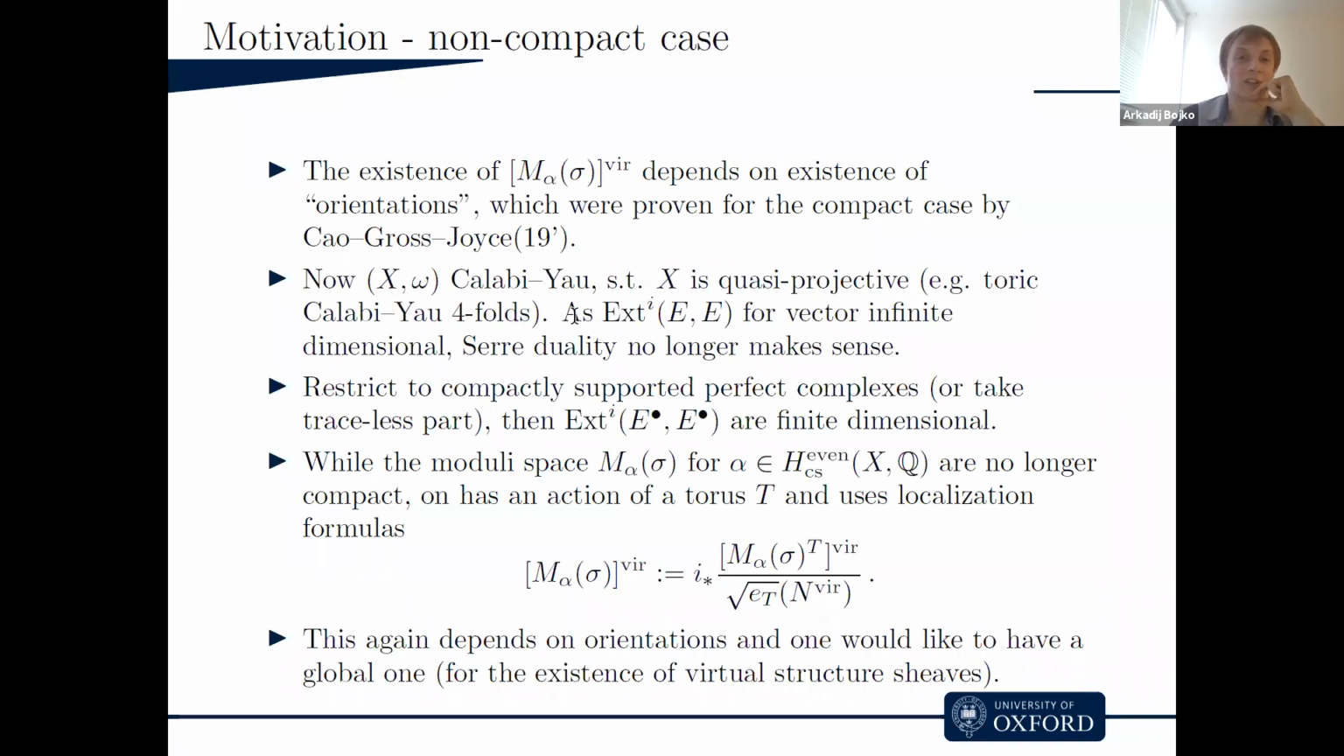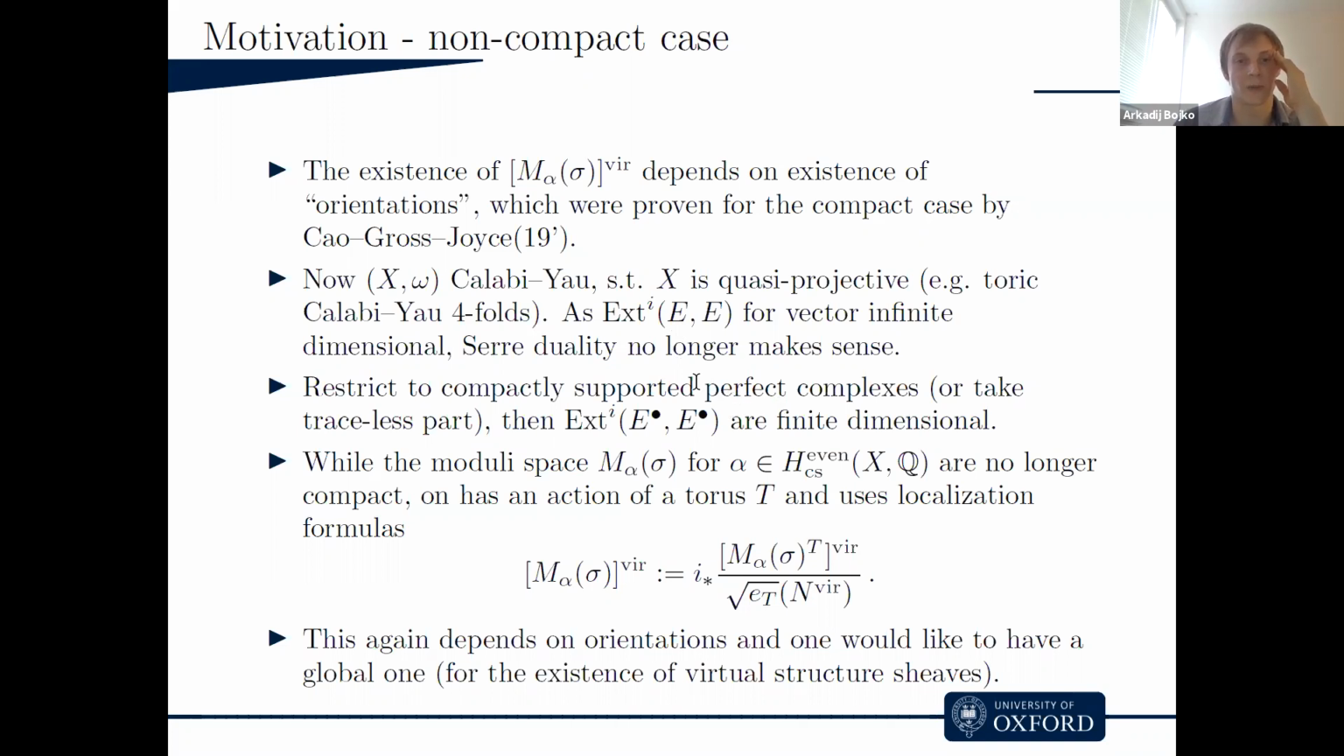And the computations, the actual possible computations that one would imagine would be possible are exactly in this non-compact setting. So here one runs into the problem that these Ext groups do not make sense because the cohomology, so if one takes a vector bundle, then the cohomology of the corresponding resolution, well, they do make sense, sorry, but they are infinite dimensional. So in particular, Serre duality does not make sense.